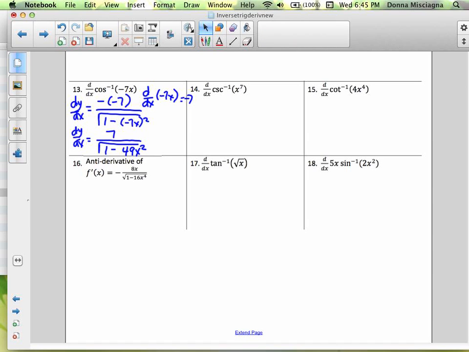Let's find the derivative of arccosecant of x to the 7th. All right, so we need to take the derivative of the x to the 7th, which is 7x to the 6th. Arccosecant is also negative, so dy/dx equals negative 7x to the 6th.